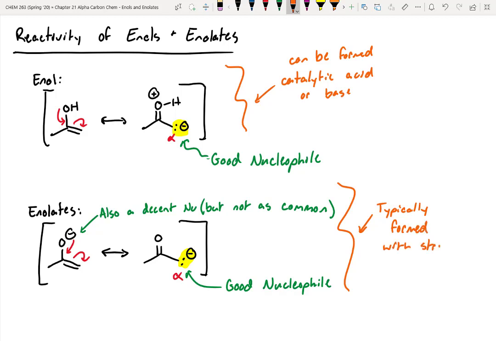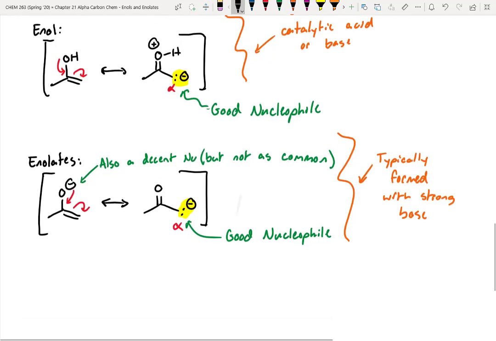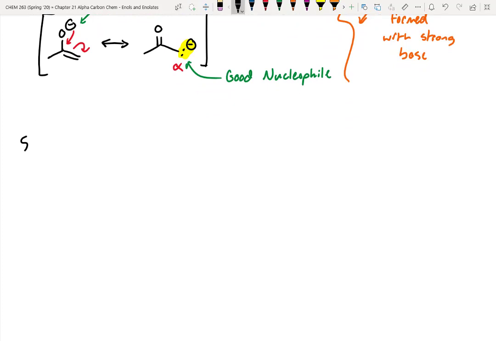All right, so what I wanted to do is a little bit of review over what qualifies as a strong enough base, right? Because sometimes we're in this gray area where it's like, well, is it strong enough? Well, maybe we sometimes have to look at pKa values too. So let's do a little bit of review, and we'll just say selecting a base for enolate formation.